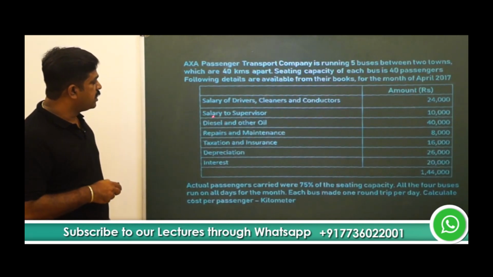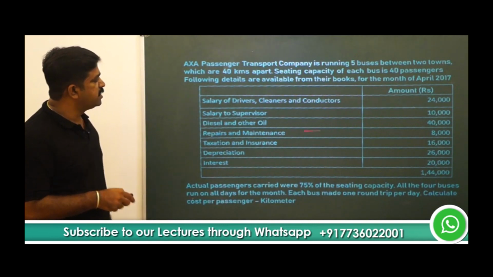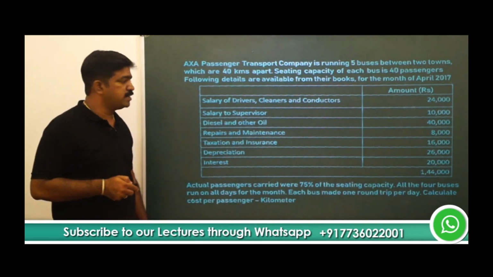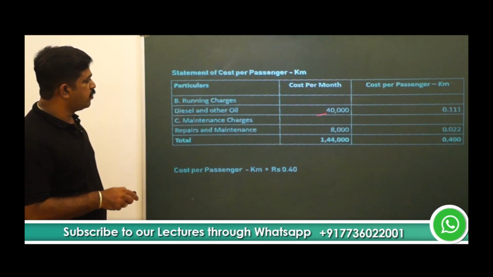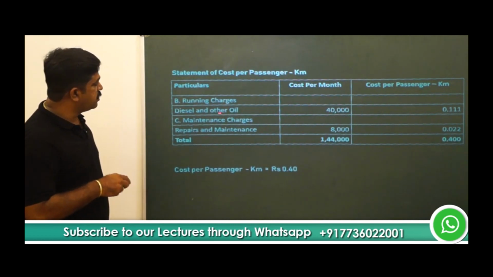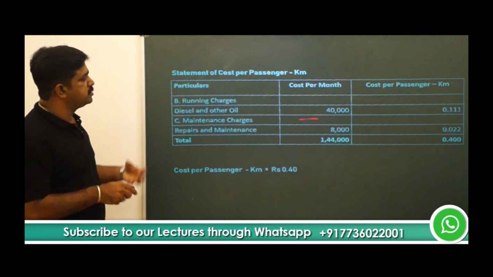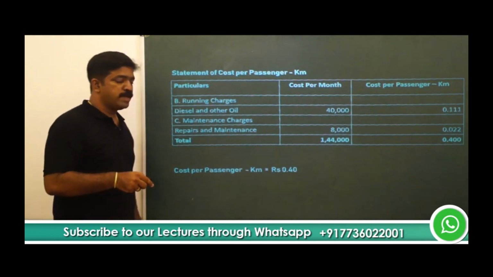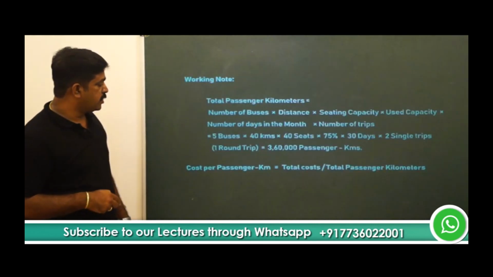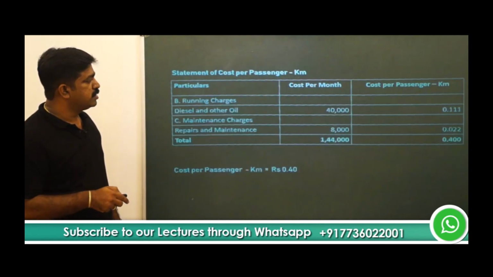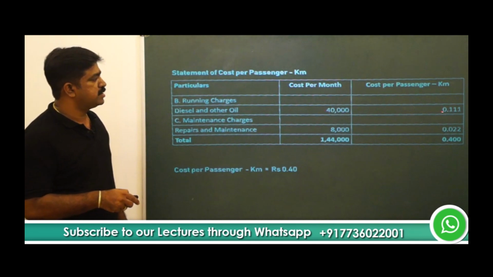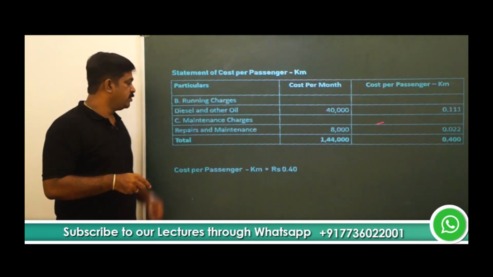Next, we'll focus on running charges. It's basically the diesel and other oil of 40,000. That is the running charge. So we'll put that here. Item B, running charges. In that we have diesel and other oil 40,000. And if you want to know the diesel and other oil charges per passenger kilometer, divide by passenger kilometers, that is 3,60,000. So what you get, 40,000 divided by 3,60,000, it is 0.111.